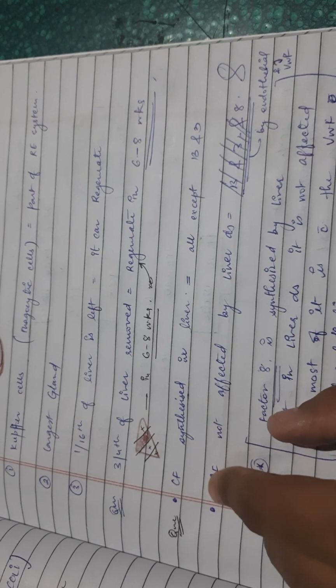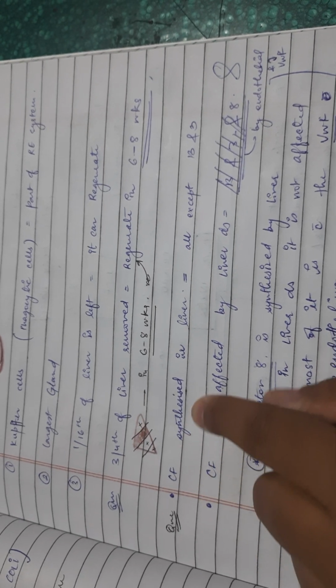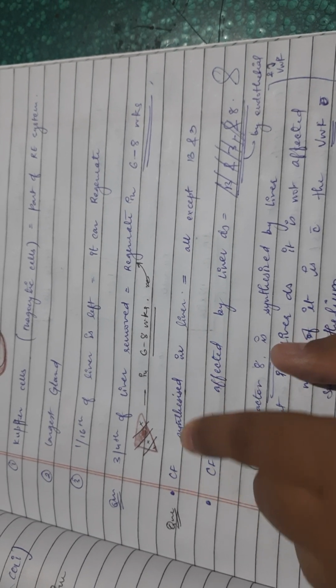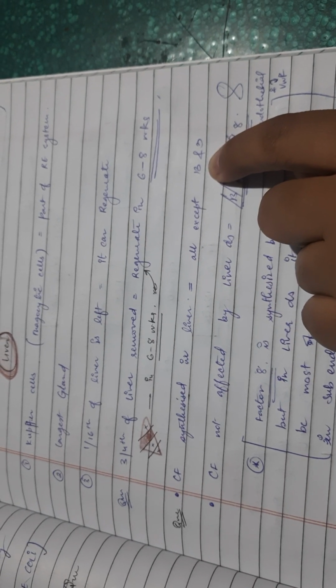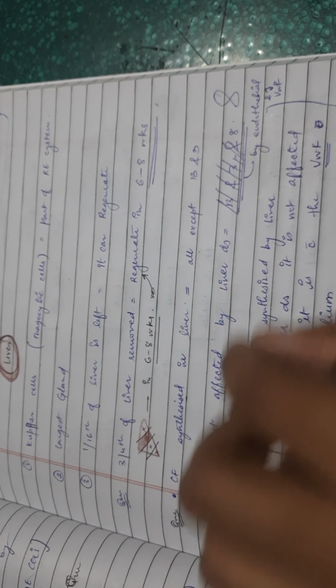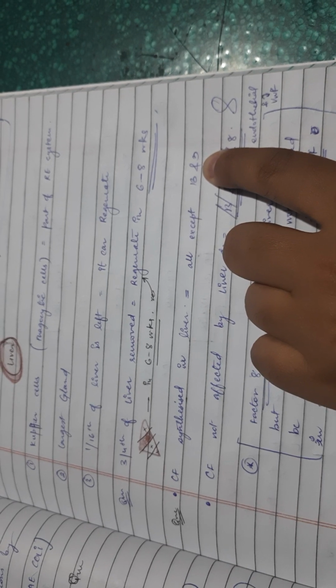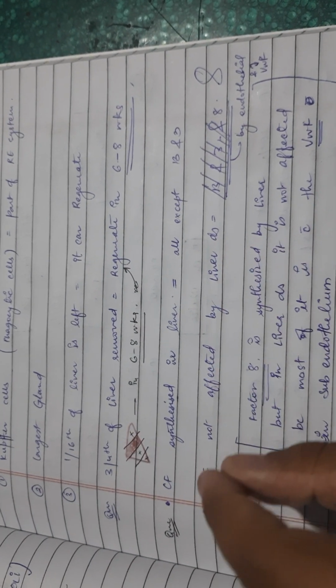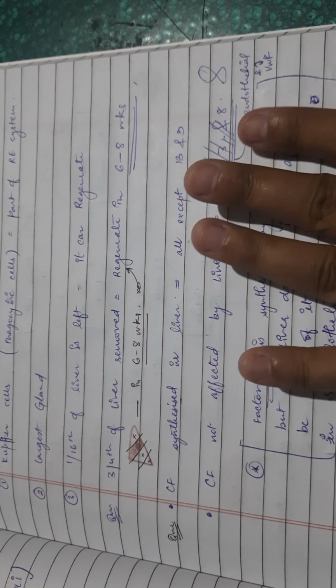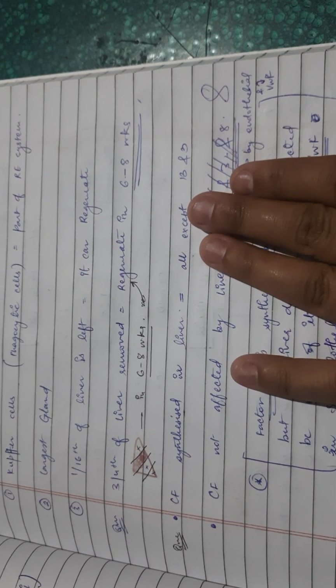Clinical point: clotting factors are synthesized in liver, all except 13 and 3. All clotting factors are synthesized in liver except 13 and 3. Clotting factors affected by liver disease, not affected by liver disease. So except 3 and 13, obviously it will not come.